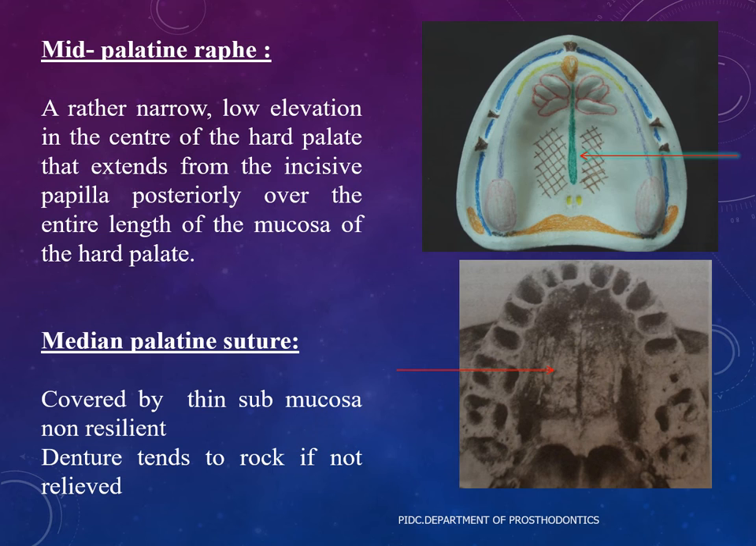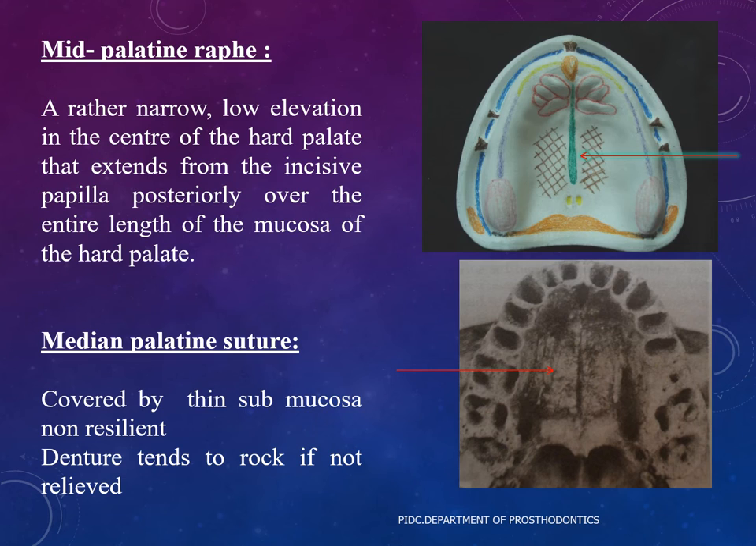It's something to do with an elevation in the center of the hard palate that extends from the incisive papilla posteriorly over the entire length of the hard palate. Under the mid-palatine raphe is your mid-palatine suture. That is, your right maxilla and your left maxilla are both joined at the mid-palatine suture.